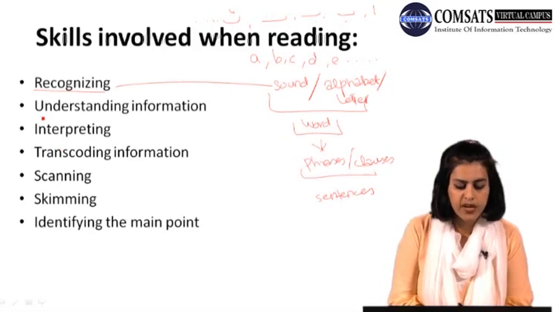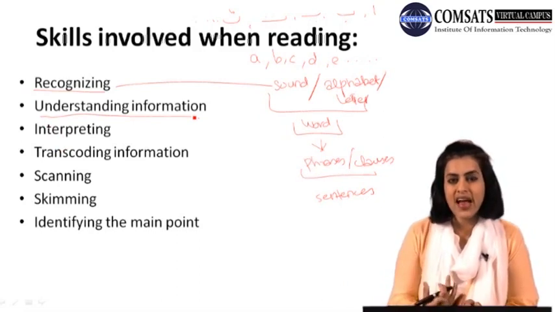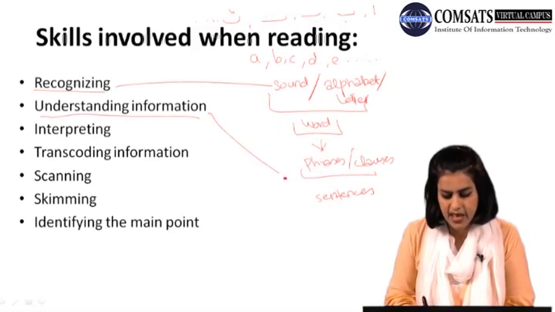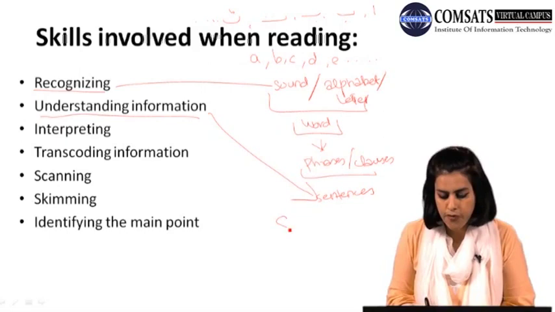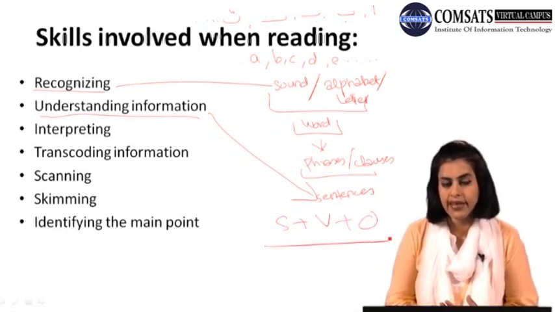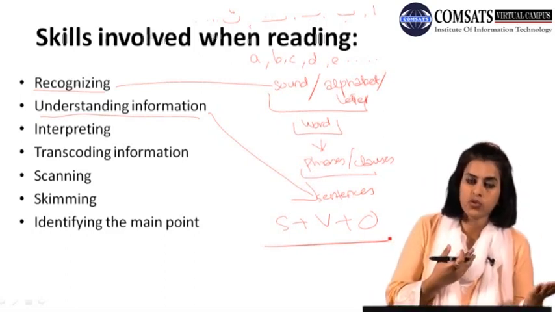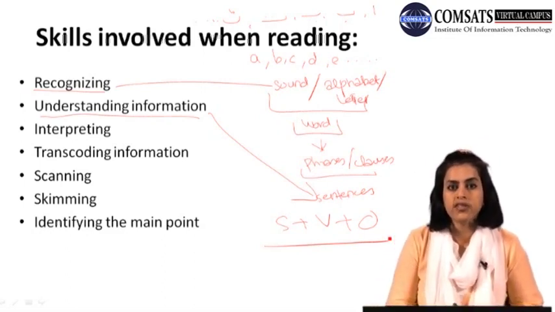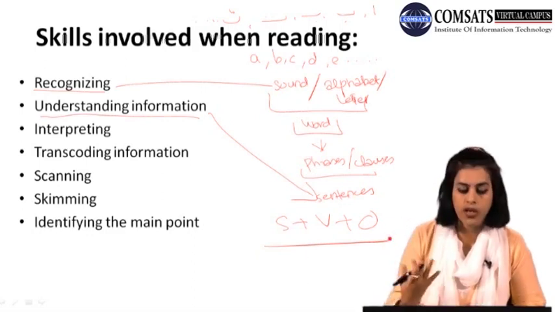Then once you recognize the words and associate them with a particular thing, you understand the information. You understand the information through sentences, how the sentences have been presented. Your subject is to be followed by a verb and then your object. The simple sentence structure looks like this. Now you are sure who the subject of this sentence is, who the object is, and what exactly they are doing. So this is how you understand what exactly is going on.